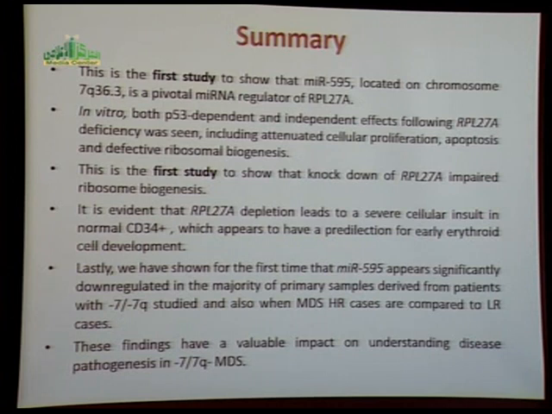From this study, it is evident that RPL27A depletion led to severe cell death, and it has an effect on the maturation of erythroid cells, or their differentiation. Lastly, we showed for the first time that miR-595 appears significantly downregulated in the majority of the primary samples derived from patients with monosomy 7, and also when MDS high-risk cases are compared to the low-risk cases. These findings have a valuable impact in understanding the disease pathogenesis in monosomy 7.